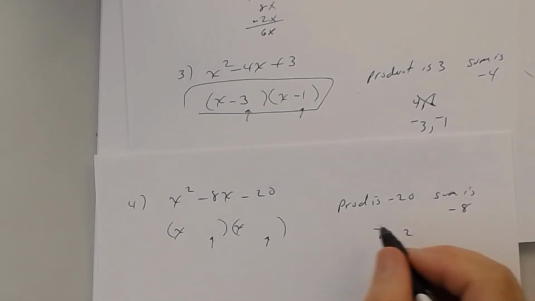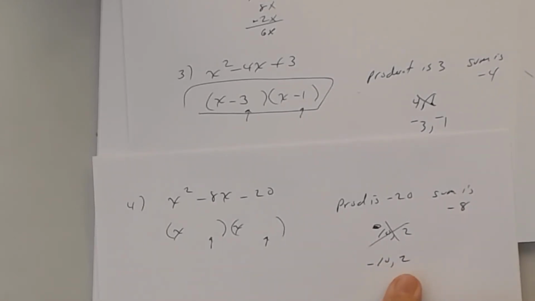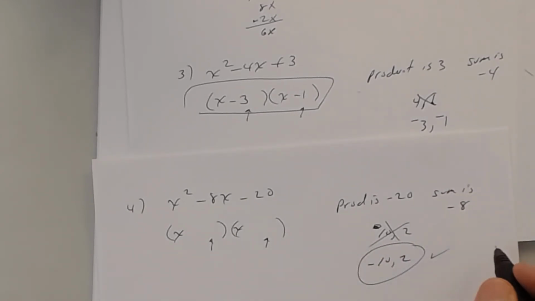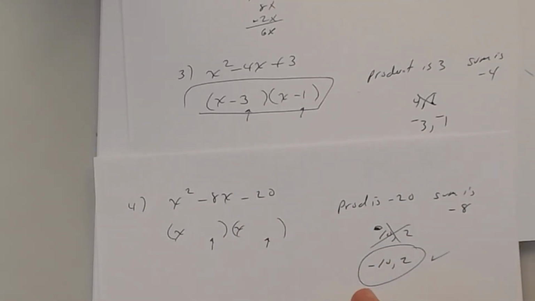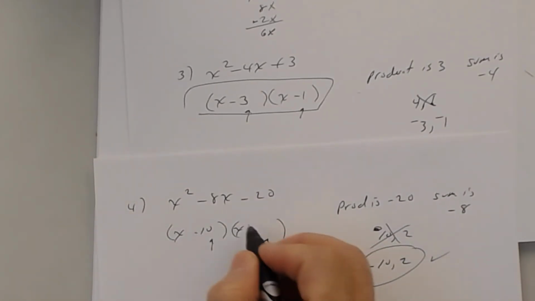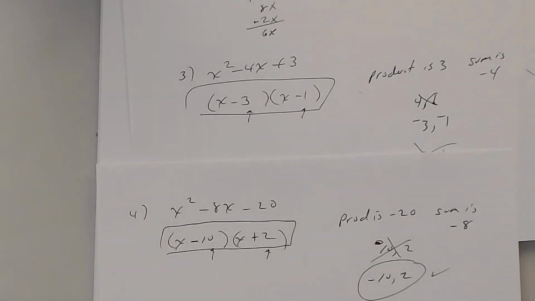You see how you're trying this? All right, so you said 10 and 2. That did not work. Now you're going to try negative 10 and 2, right? Negative 10 times a positive 2 is negative 20. Negative 10 plus a positive 2 is negative 8. So that's the one that works. Doesn't matter where I put the negative 10 and the 2. So the answer is x minus 10 times x plus 2. And again, you can FOIL it out and check it.